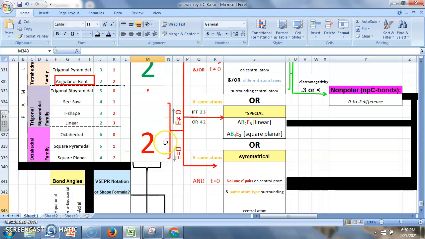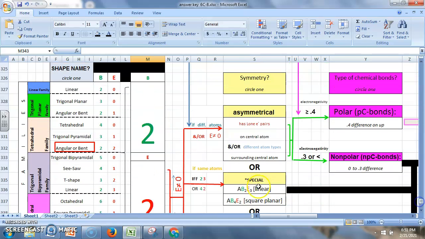So when we come out of our lone pairs of 2, E does not equal 0, so we're going up this way. It's not the 2, 3, or the 4, 2. The 2, 3 is linear. The 4, 2 is square planar. It's not one of our special molecules, so we continue on up. Our E is not equal to 0. It is asymmetrical if there's different atoms surrounding the central atom. In this case, there's not. And or if our lone pairs are not equal to 0. They're not. This is asymmetrical. Our lone pairs are 2. So we'll circle the asymmetrical.